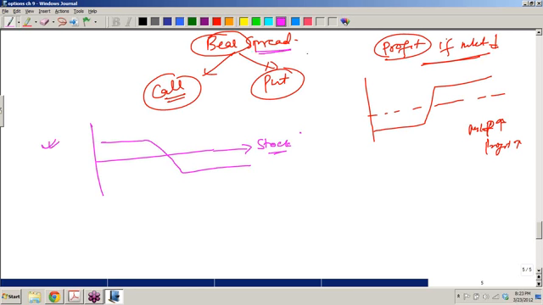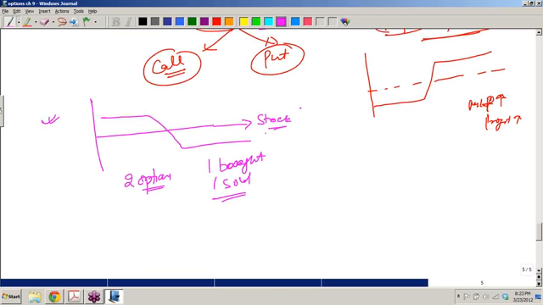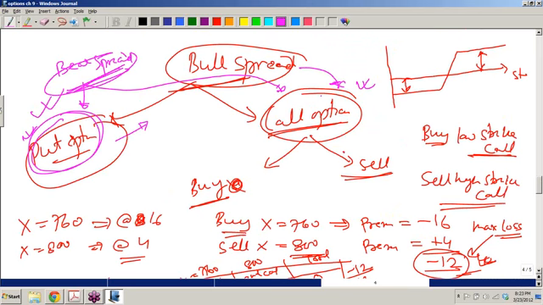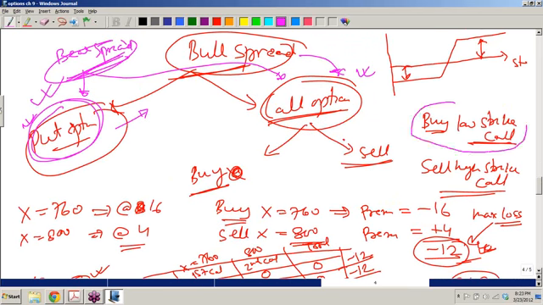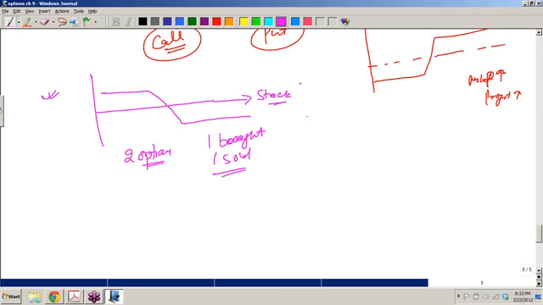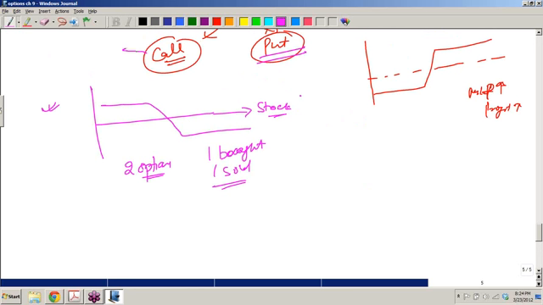Since it's a spread, you have to create it using two options. One option you will be buying, and one option you will be selling. So how can we create it? In the previous case, the bull spread, what did we see? That you have to buy a low strike call and sell a high strike call. In this case of a bear spread, what do you have to do? Let's say we are doing it through put. Here again, this is your homework: how we can create a bear spread using a call option. I will cover how you can create a bear spread using a put option.